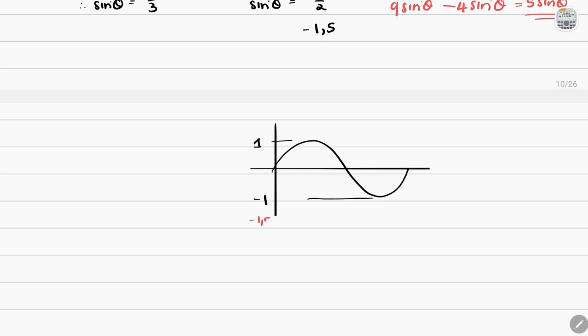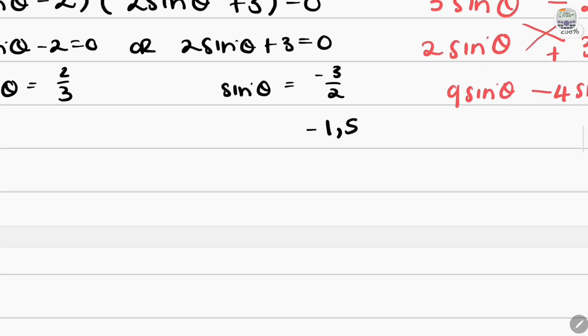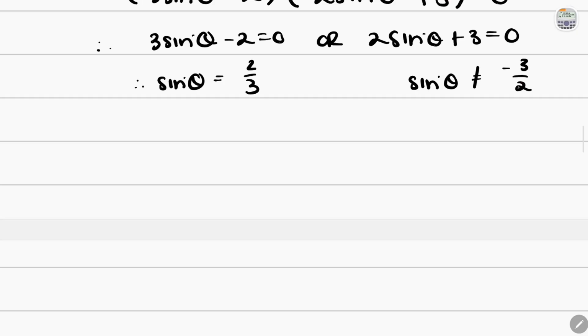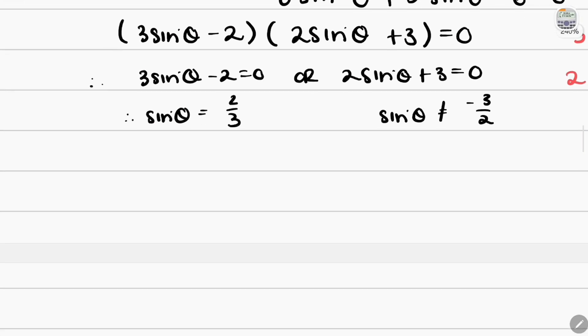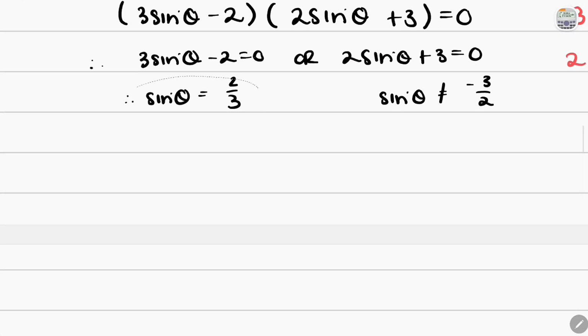Negative 1.5 is maybe somewhere here. You see that there's no graph below here. The graph does not have any x values for which its y value is negative 1.5, and that's the reason we don't have a solution there. So here we can simply say that sine theta is not equal to negative 3 over 2. And now we can just work on this. So great, this is all we are working on.